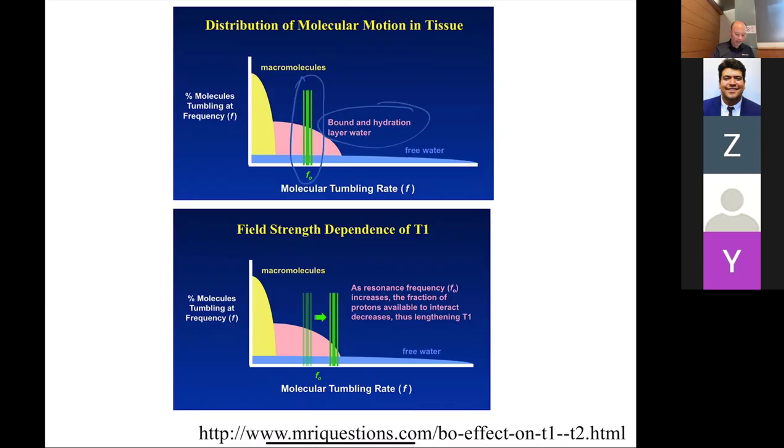But now let's say I go to a higher field strength, like from 3 Tesla to 10 Tesla. Now my frequency has increased and it's gotten to a place where there's not that many molecules tumbling at that rate. That's actually one of the problems with going to higher field: you get a lot of SNR, but things take so long to recover to equilibrium that there's a trade-off.